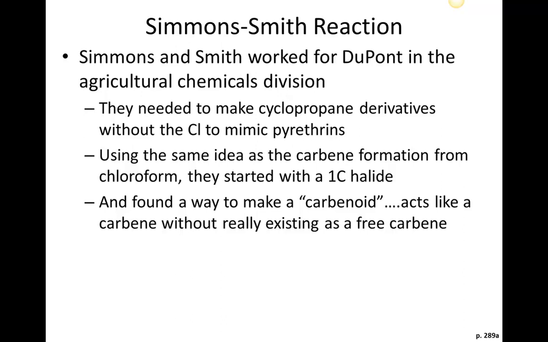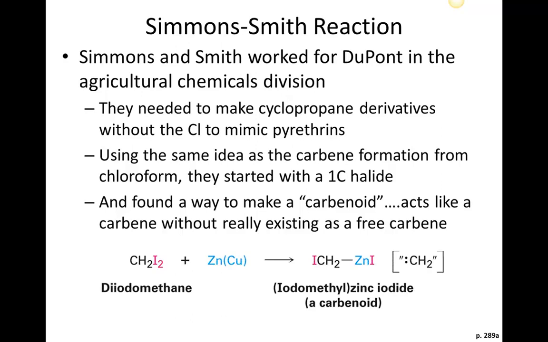They wanted to make something that acted like a carbene, so that they can insert it into the double bond. So they wanted a 1-carbon molecule, and working with halogens seemed like a good idea. And so they found a way to make a species that acts like a carbene. So we're going to call it a carbenoid, but it's not really a free carbene. So here's what they did.